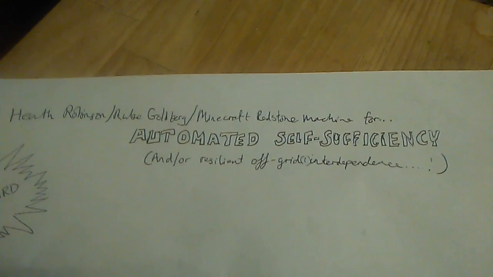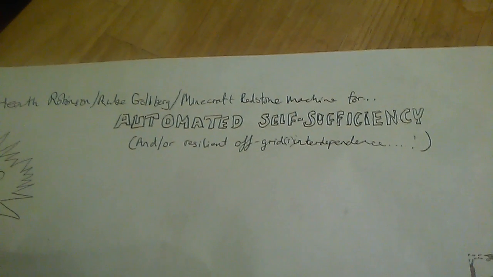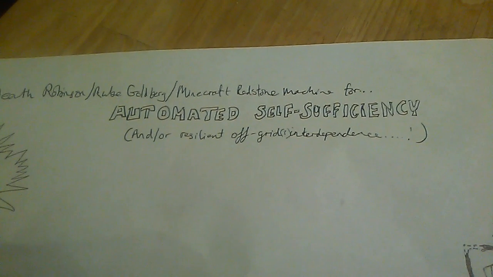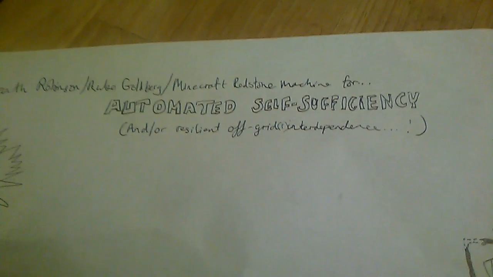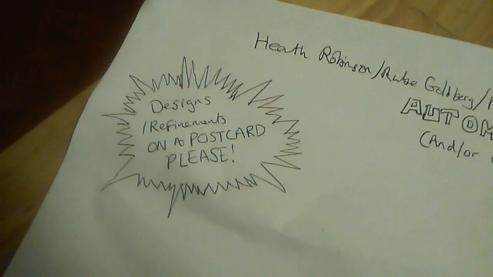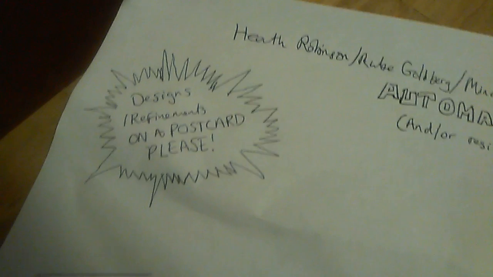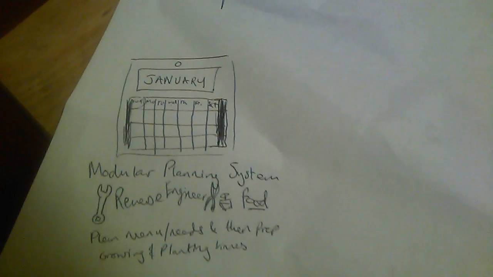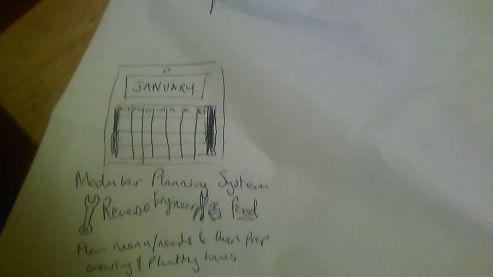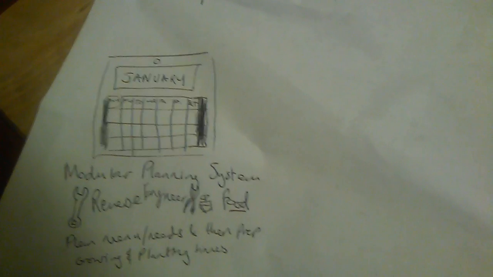Heath Robinson or Rube Goldberg, or maybe a real life Minecraft redstone machine for automated self-sufficiency and/or resilient off-grid interdependence. Designs and refinements on a postcard, please. Modular planning system: reverse engineer food, plan menu needs, and then prep growing and planting times.